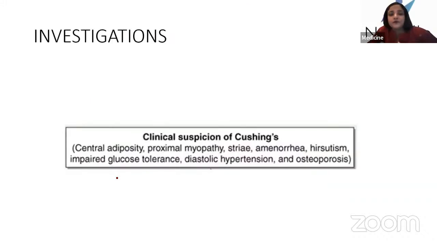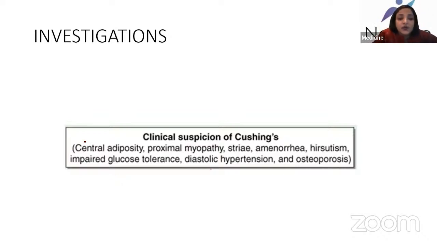Okay, now a very important point, a lot of questions asked in this are investigations, and a lot of students get very confused in this. What is low dose dexamethasone test? What is high dose dexamethasone suppression test? The first thing is, if the patient comes to us in the OPD, how do we think, just looking at the patient, that yes, this patient can have Cushing syndrome?